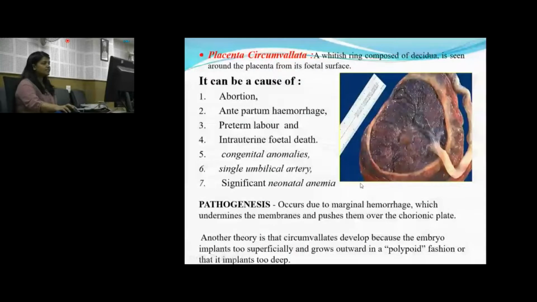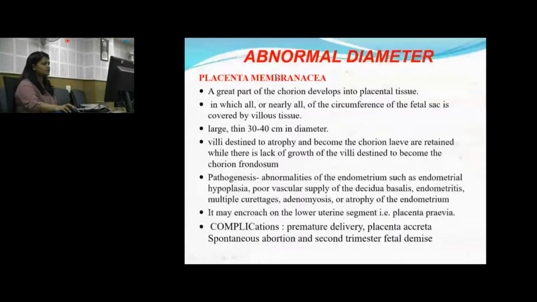Now, abnormal diameter: a very large placenta goes by the name of placenta membranacea. It may be as large as 30 to 40 centimeters in diameter, and the villi which were destined to atrophy to become the chorion laeve are retained, while there is lack of growth of the villi which are destined to become the chorion frondosum. So abnormalities of the endometrium, such as endometrial hypoplasia, poor vascular supply of the decidua basalis, endometritis, multiple curettages, adenomyosis or atrophy of the endometrium may lead to placenta membranacea. It may encroach onto the lower uterine segment because it has become so big, so it may cause placenta previa. It may also lead to premature delivery, placenta accreta, spontaneous abortion, and second trimester fetal demise.